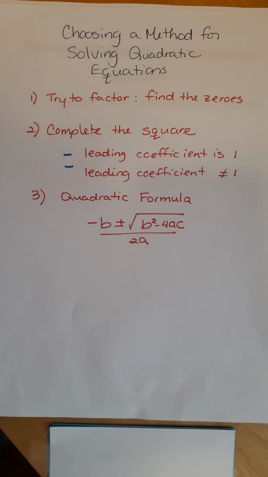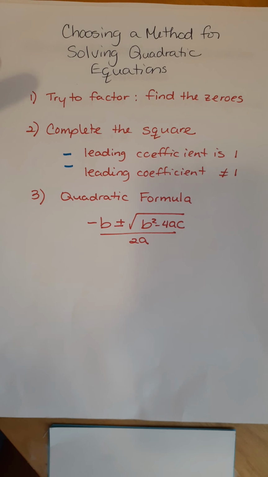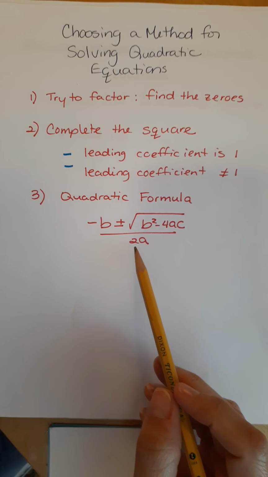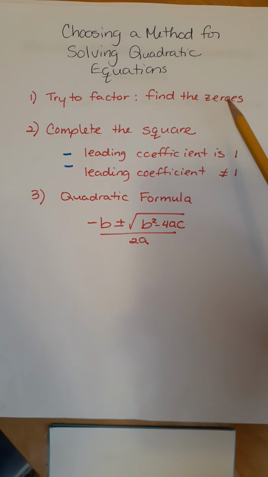You're going to maybe try to factor it, find the zeros. You're going to try and complete the square, which will be affected by the leading coefficient, if it's equal to 1 and if it's not equal to 1. And that's the second method in your bag of tricks, if you want. The first, the second, and then the third is using the quadratic formula: negative b plus or minus the square root of b squared minus 4ac, all over 2a. So these are your basic three things.